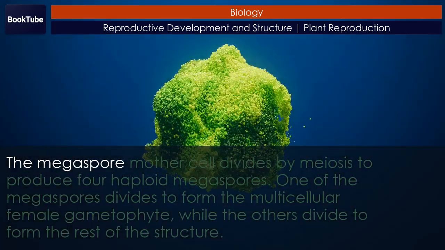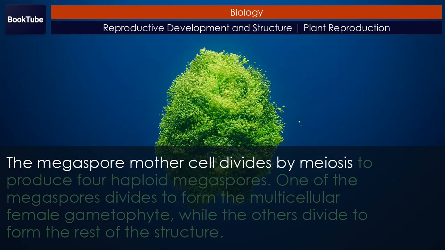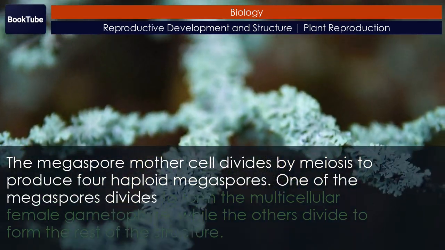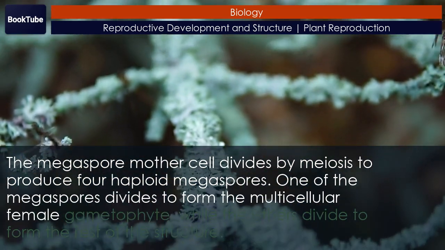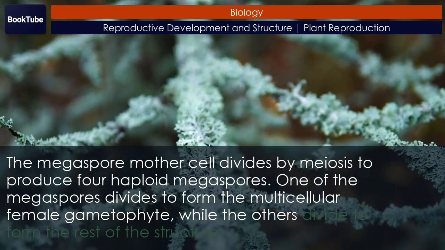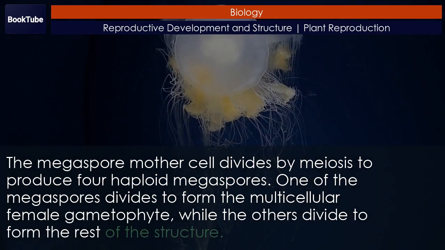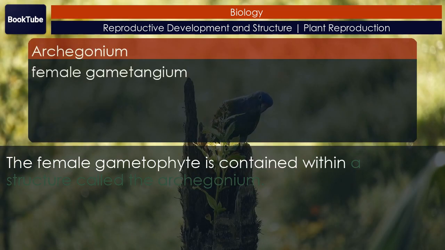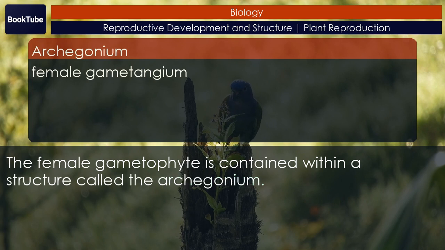The megaspore mother cell divides by meiosis to produce 4 haploid megaspores. One of the megaspores divides to form the multicellular female gametophyte, while the others divide to form the rest of the structure. The female gametophyte is contained within a structure called the archegonium.